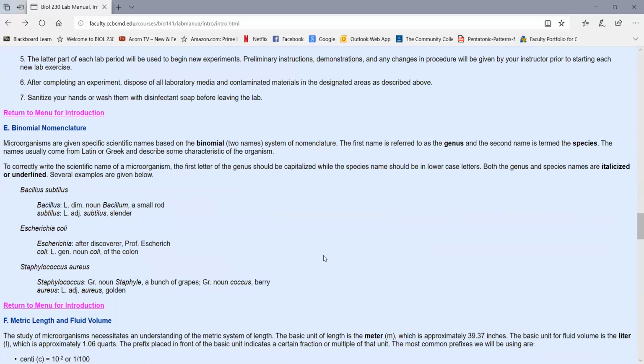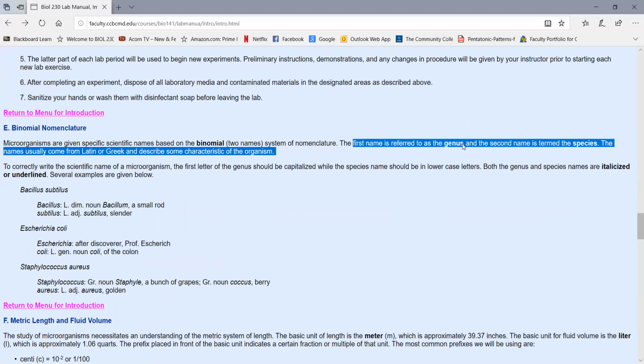Now let's get down to binomial nomenclature. That's kind of a prerequisite to being able to do lab 1. So as you probably remember from biology, all organisms are given 2 scientific names. Binomial means literally 2 names. And what you need to know is that there is a genus name and a species name. The first name is the genus, the second name is the species.